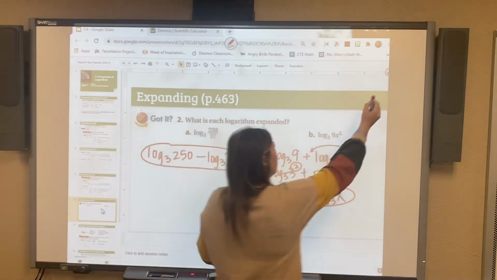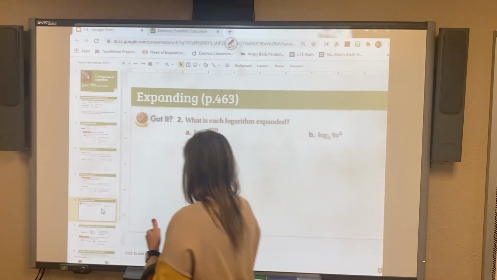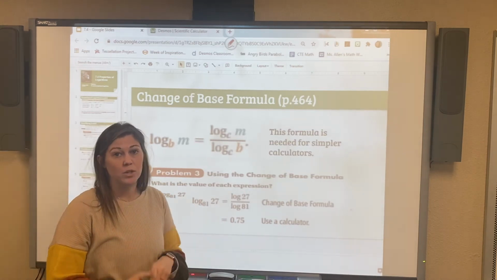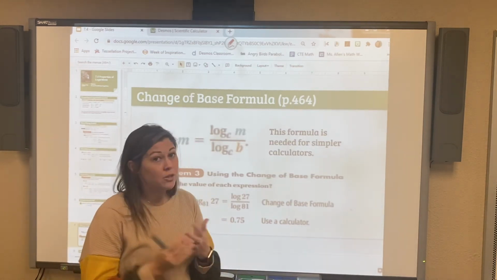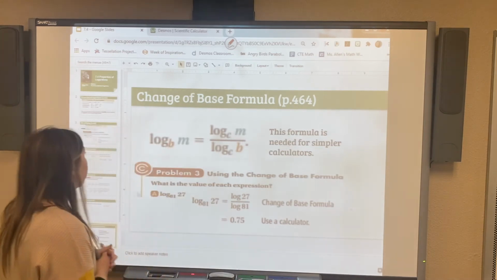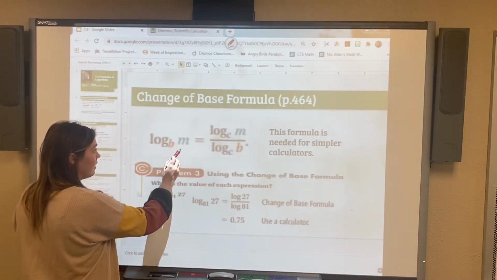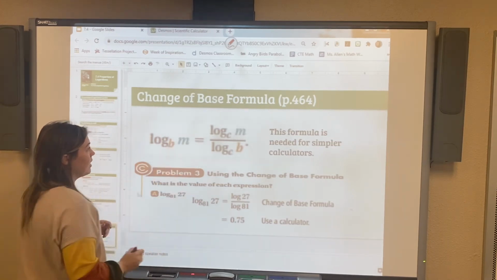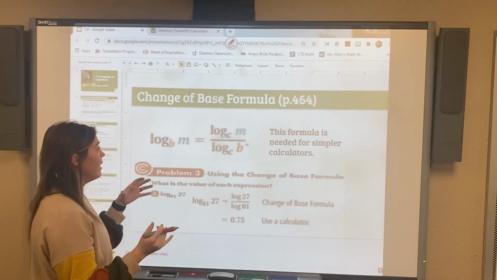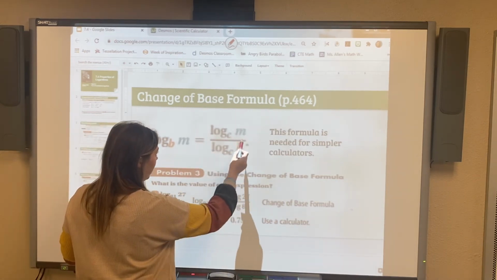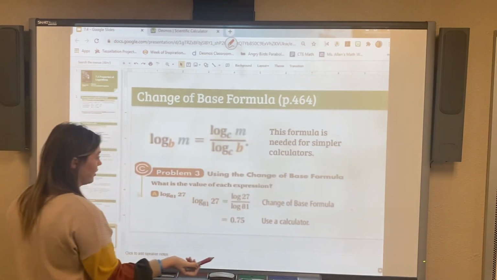Cool? And so now let's look at the change of base formula. So this one you're going to need your calculator. You can use Desmos. So your change of base formula is, if you have log base b of m, this is the exact same thing as log of m divided by log of b, okay? And so you need calculators.